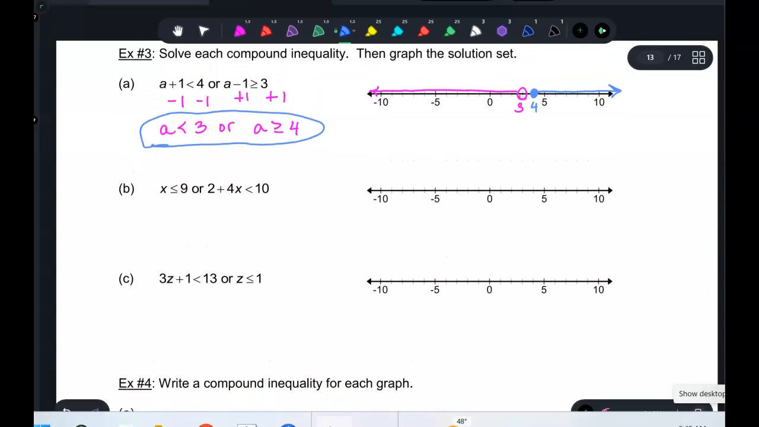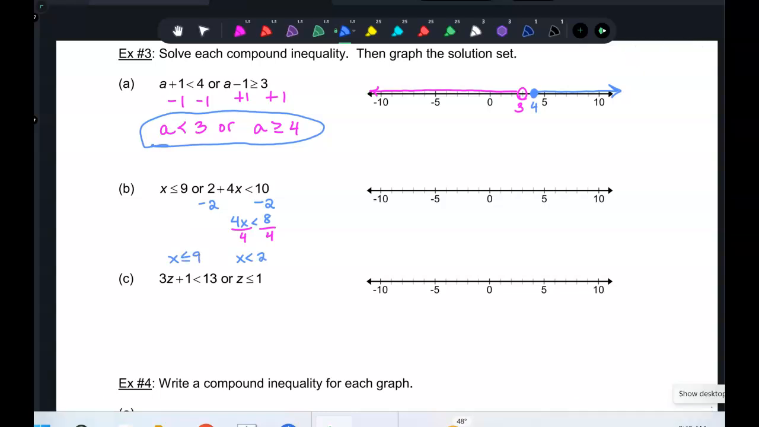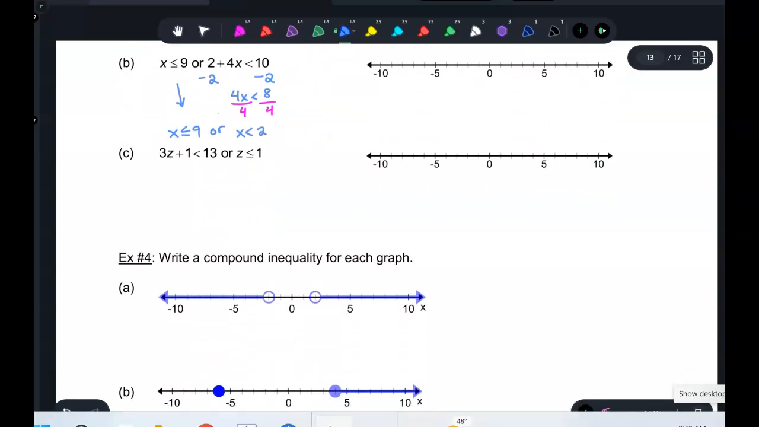x is less than or equal to 9, so there's nothing to do there. Or, let's solve this part of the equation. We'll subtract 2 first. So we have 4x is less than, what's 10 minus 2? 8. And then we want to divide both sides by 4. So I get x is less than 2. So it says x is less than or equal to 9. I'm just bringing this down. Or x is less than 2.